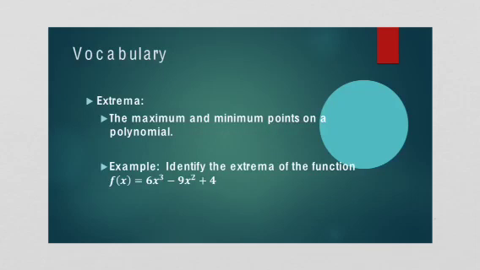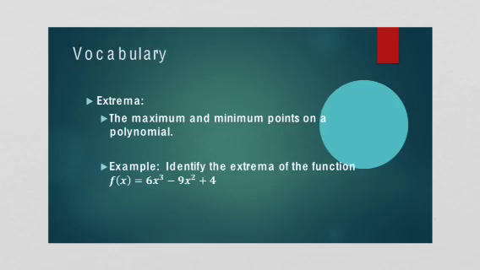Vocabulary. Extrema are the maximum and minimum points on a polynomial. Note that before this section we were talking specifically about quadratics. Now we're talking about all polynomials, so you will have or could have more than one maximum or minimum point.